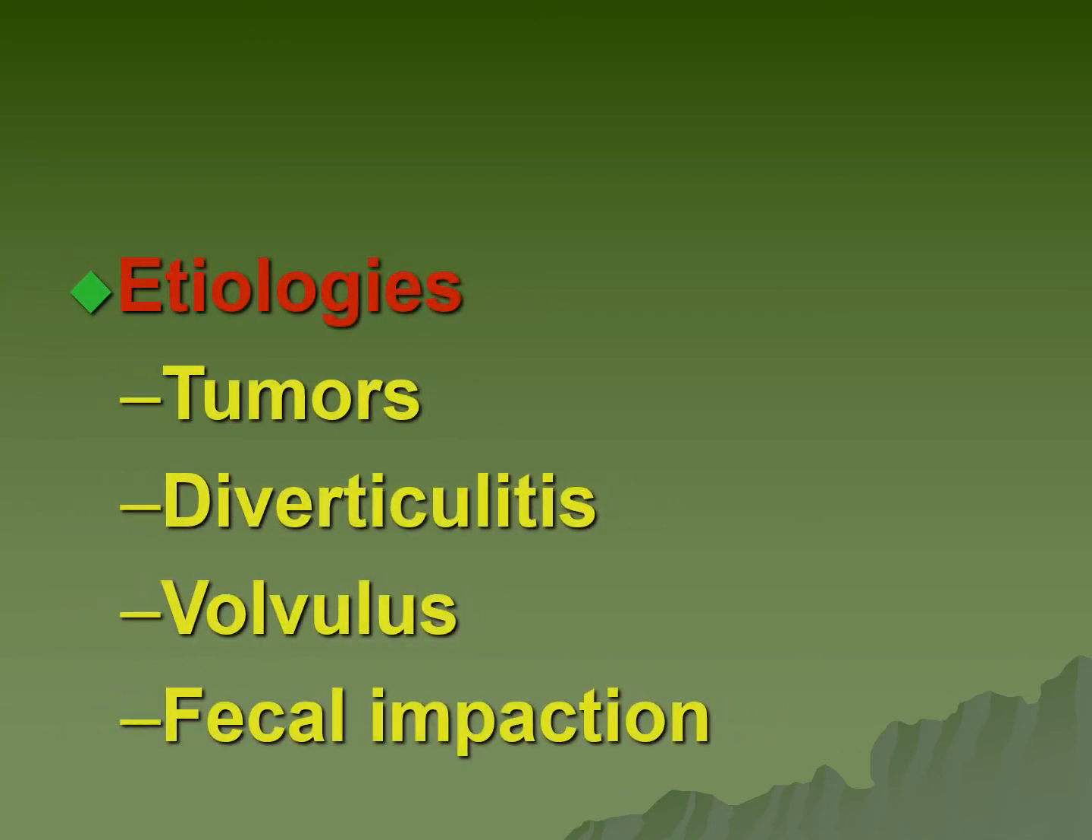Etiologies for large bowel obstructions include tumors, diverticulitis, volvulus, as well as fecal impaction. These are the most common etiologies. Most tumors will occur at the splenic flexure and the sigmoid flexure. With diverticulitis, most of these occur at the sigmoid colon. Volvulus, where we have twisting of the bowel, the most common site is again the sigmoid colon.